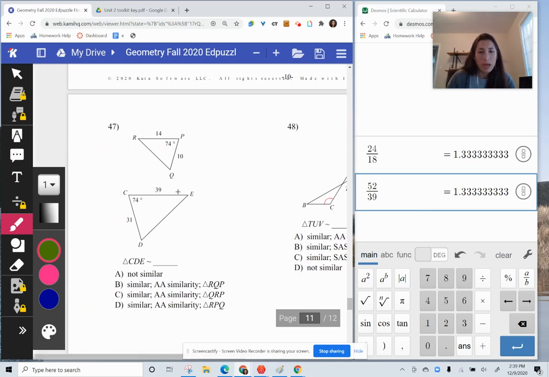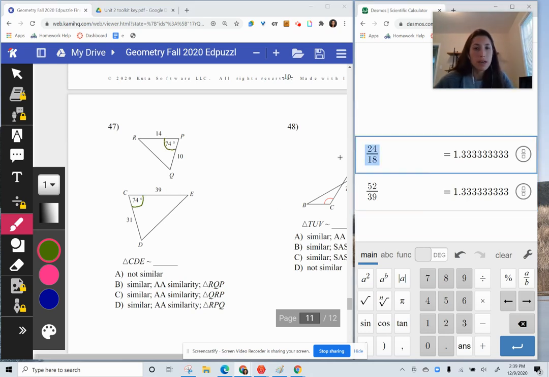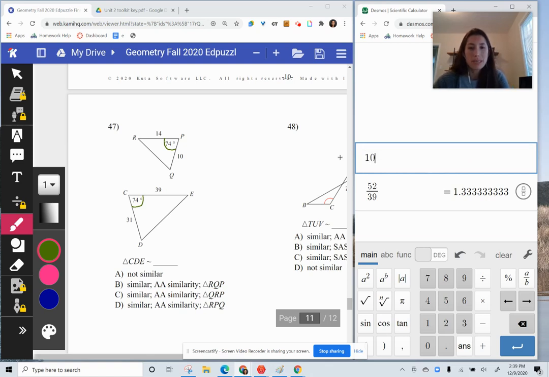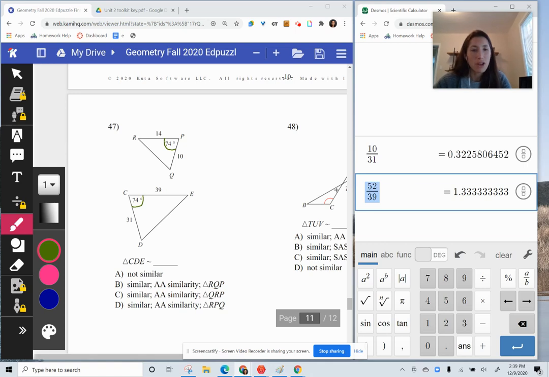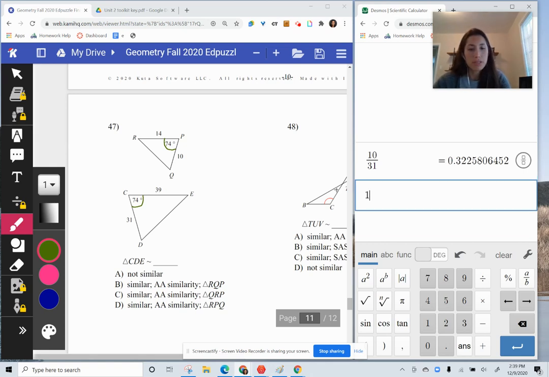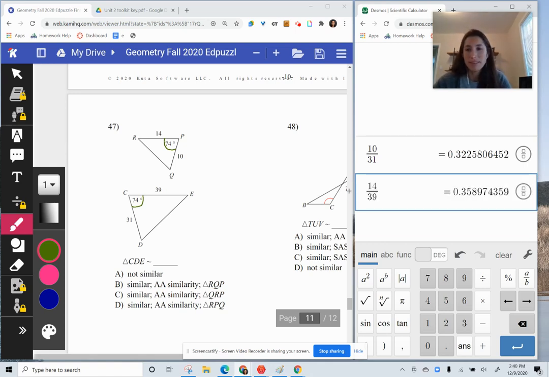Okay, here we have two angles. These are both 74, so we know that they're equal. That's good. And then we've got our side lengths. The smallest sides would be 10 and 31. And the largest sides would be the 14 and the 39. Okay, these numbers are not the same, so these triangles are not similar. All they have is one angle that's the same, so not similar.